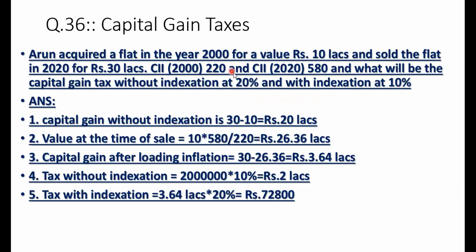Oh, sorry, here I have made a small mistake. I will correct it. Without indexation, lower rate. With indexation, 20%. What does it mean? Indexation means you are taking into account the general rise in the consumer price index also. What is straight away? I got the house for 10 lakhs and I am now selling for 30 lakhs, so 20 lakhs is my capital gain.